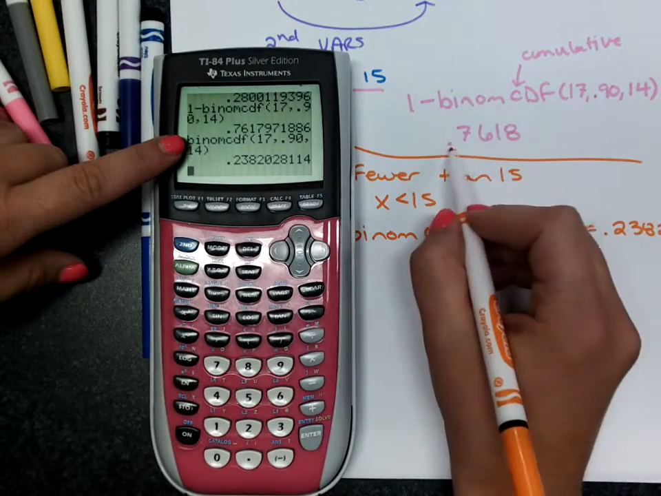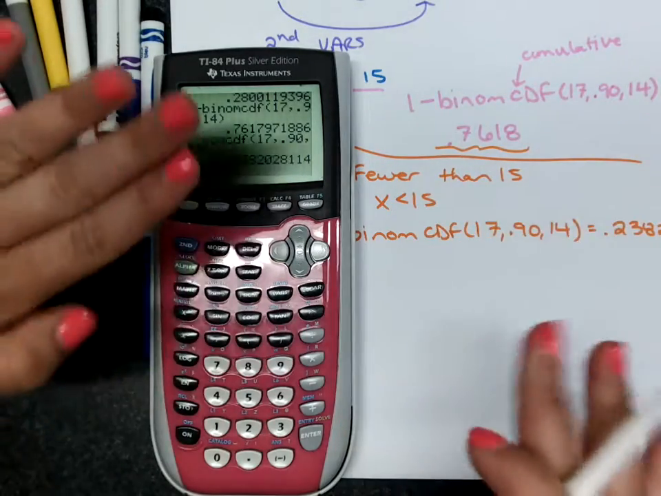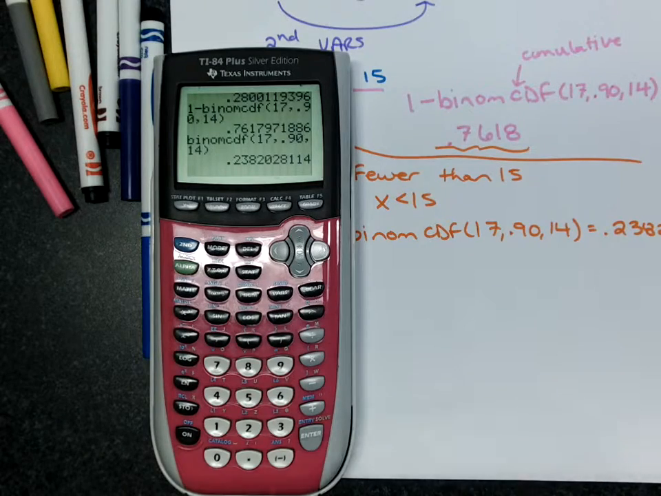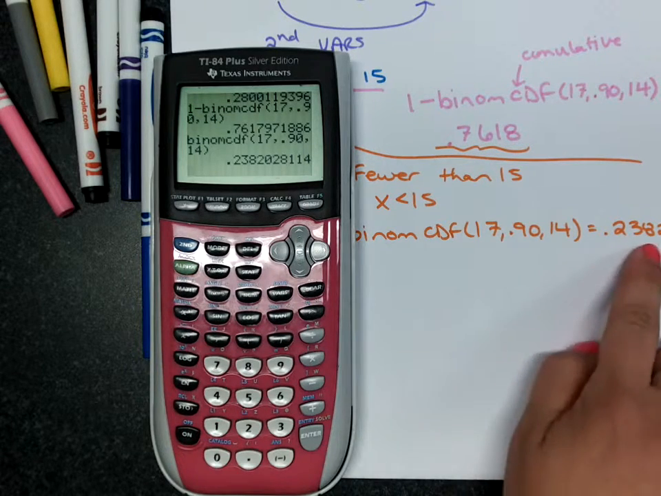0.2382. It should be the opposite of this one. Not that you need to know that relationship, but these do all kind of go together. So this answer would be 0.2382. And again, interpreting that, that's about 24%.